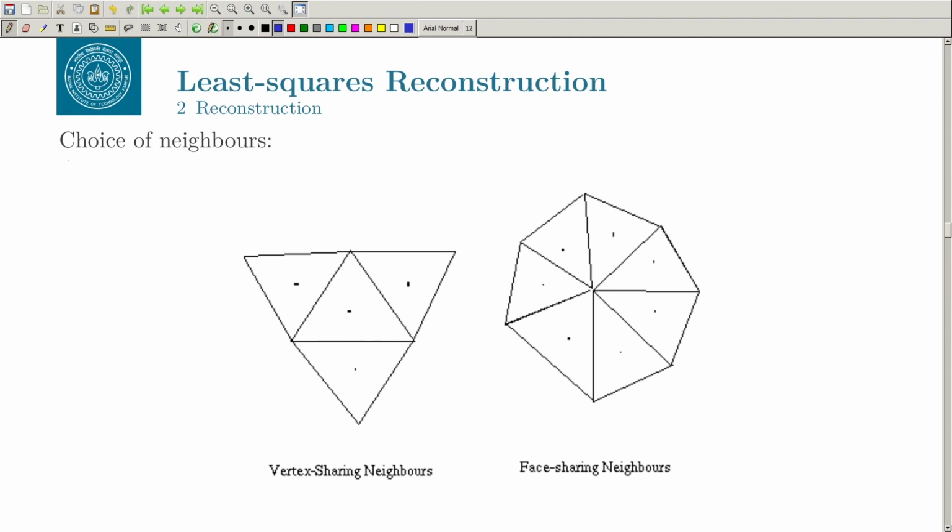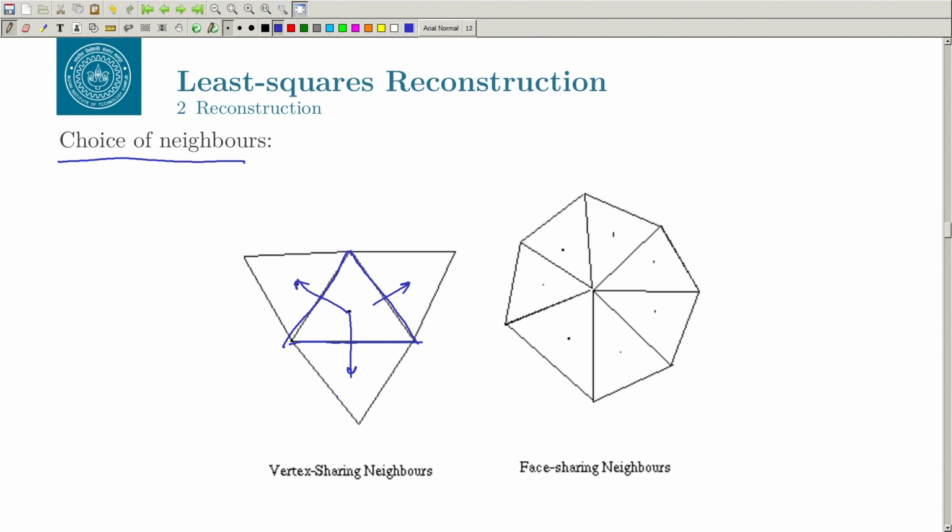And as I told you, you have 2 choices of neighbors: either you take the vertex sharing neighbors or you take the face sharing neighbors. I think this is wrongly written. So, this is your face sharing neighbors. This is the cell for which you want to calculate the gradient. These are the cells which are sharing the face.